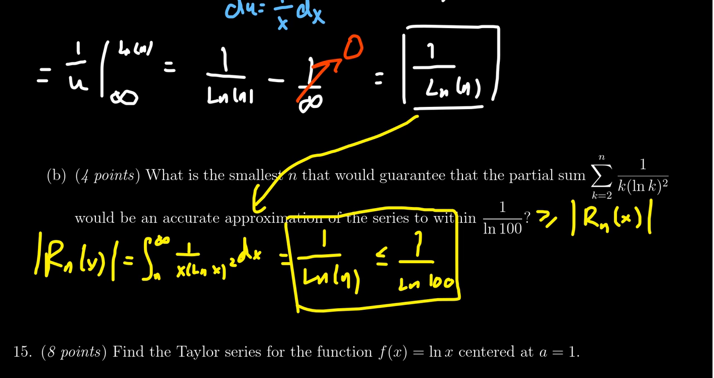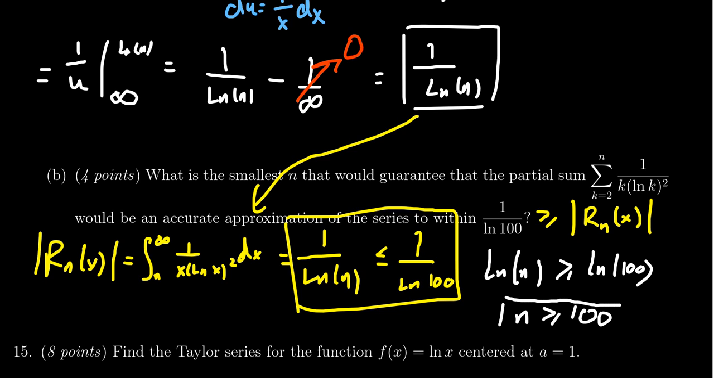Well, taking reciprocals, we see that the natural log of n must be greater than or equal to the natural log of 100. The inequality switches direction when you take reciprocals, and then exponentiating both sides, which is an increasing function and thus doesn't change the direction of the inequality, we're going to get that n needs to be greater than or equal to 100. So 100 is the smallest number that we can guarantee that this thing will be accurate to this prescribed amount of error.